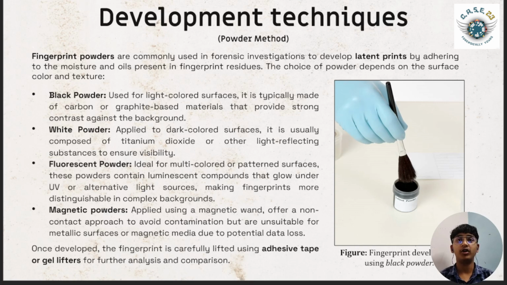Ever heard of a powder you don't even have to touch? That's magnetic powder. It's applied with a magnetic wand, which helps prevent smudging. But heads up, it doesn't work on metal surfaces or anything magnetic because it could mess up data stored on devices.